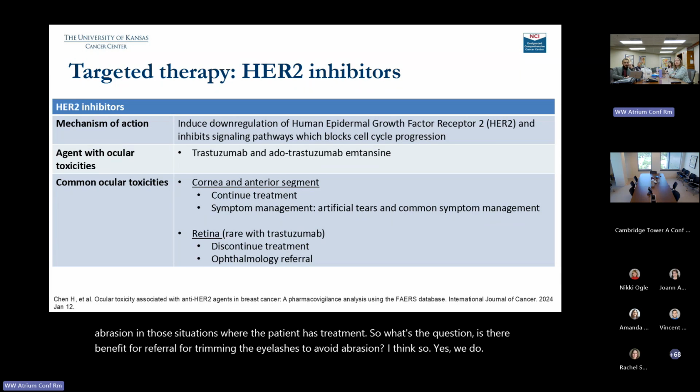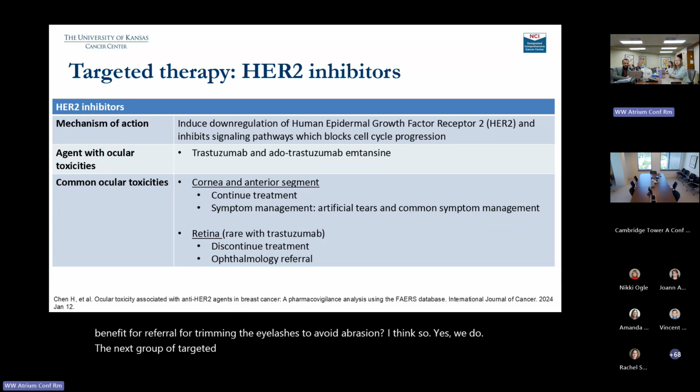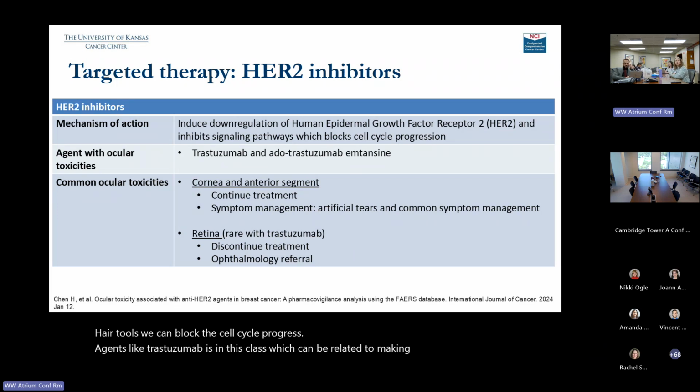The next group of targeted therapies is HER2 inhibitors. By blocking those HER2s, we can block the cell cycle progression. Agents like trastuzumab are in this class, which can be related to many toxicities.